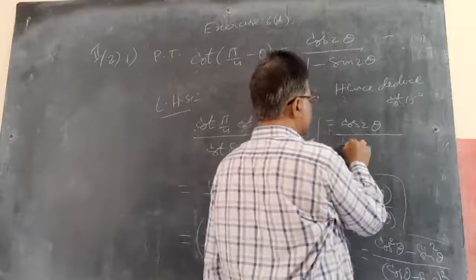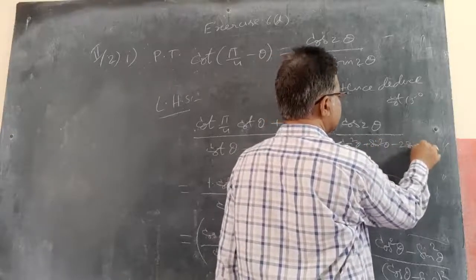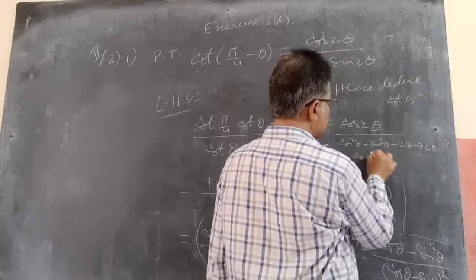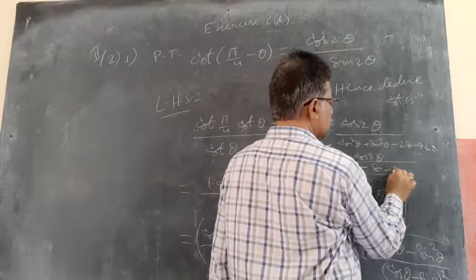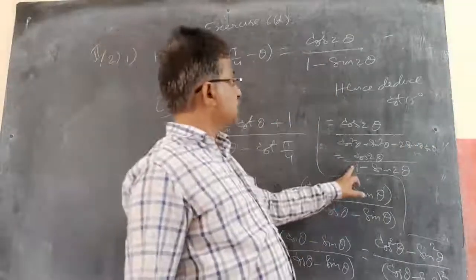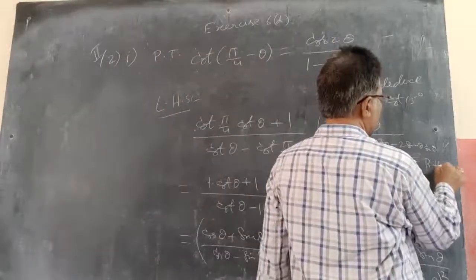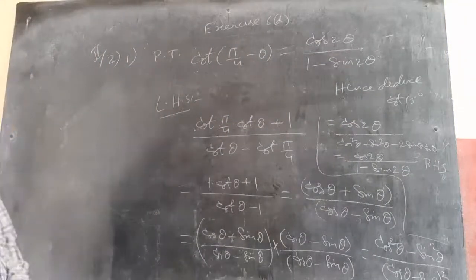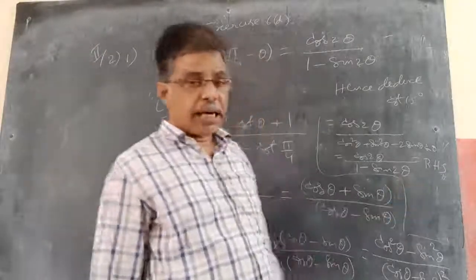That is a square plus b square minus 2ab: cos square theta plus sin square theta minus 2 sin theta cos theta. Cos square theta plus sin square theta is 1, and 2 sin theta cos theta is sin 2 theta. So cos 2 theta by 1 minus sin 2 theta, that is only the RHS. Therefore LHS equals RHS. So I proved that cot of (pi by 4 minus theta) equals cos 2 theta by 1 minus sin 2 theta.